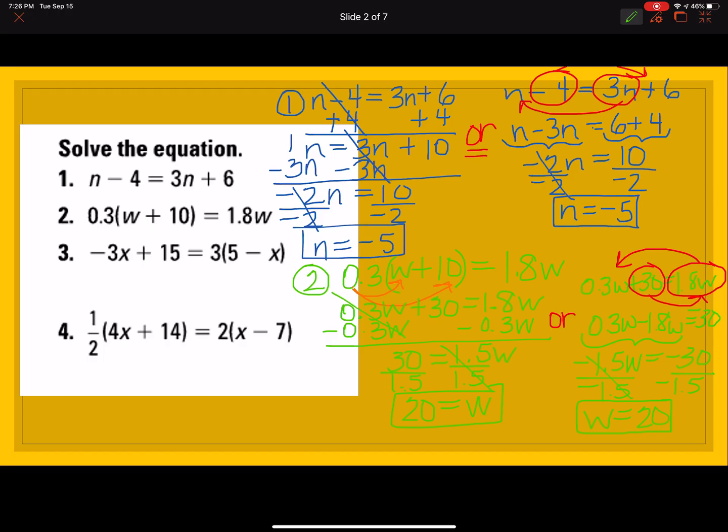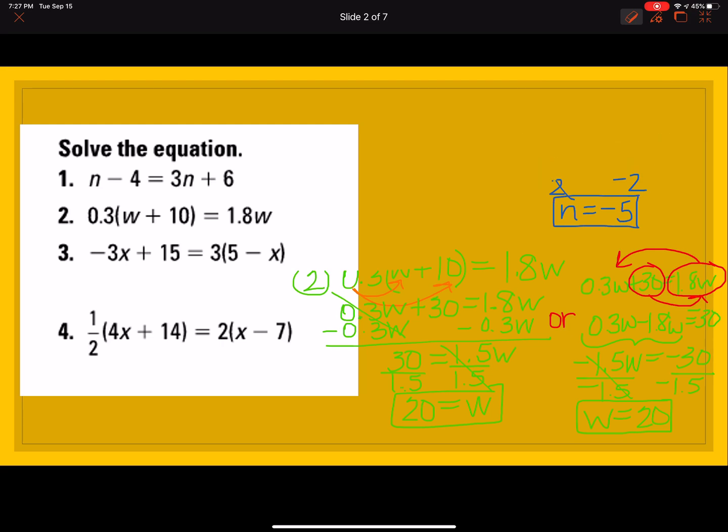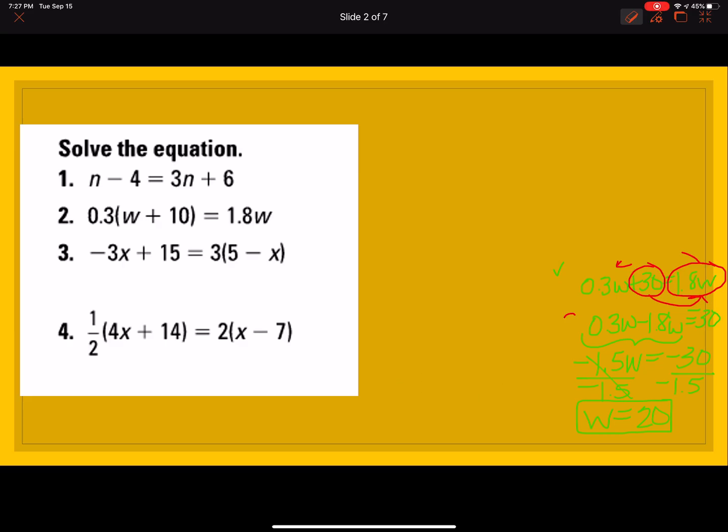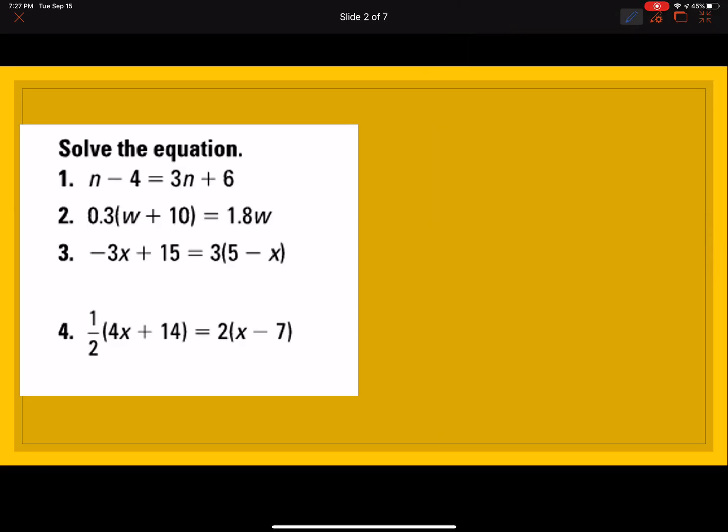Both ways are correct. And I'm going to give you a second here if you need to pause it to write anything down. I'm going to go ahead and switch this to an eraser, and I'm going to show problems number 3 and 4 now. Okay, let's look at number 3.